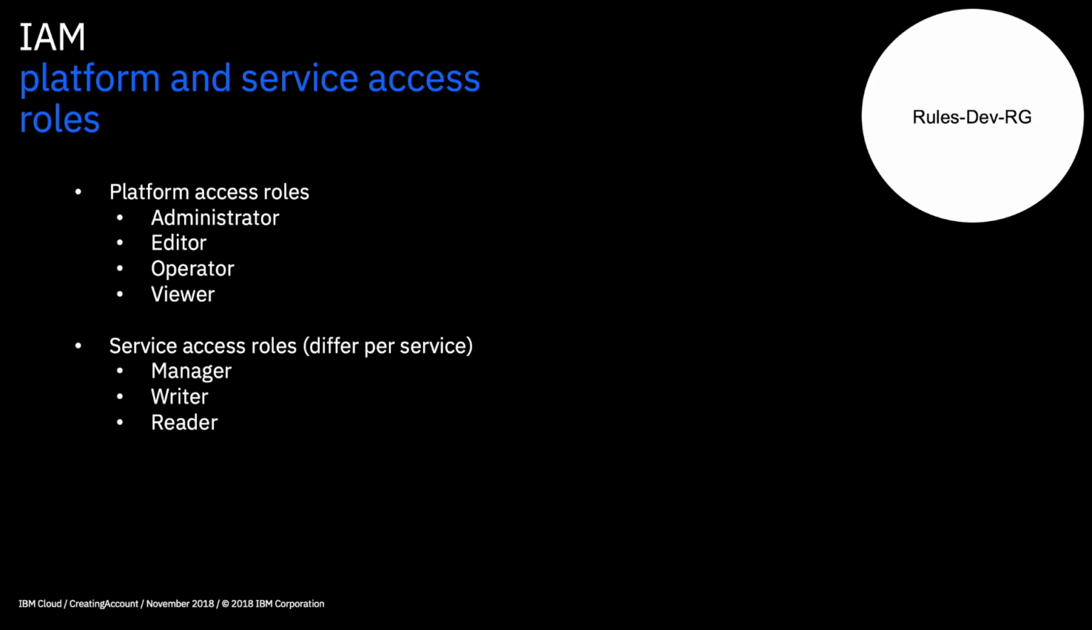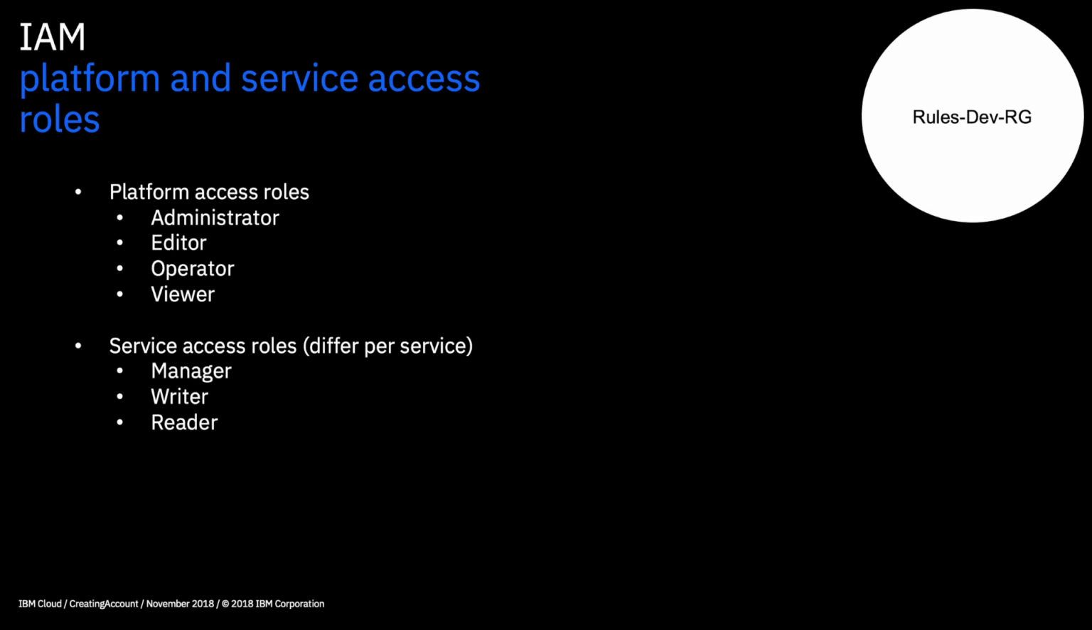The administrator role allows a user to perform all platform actions, including assigning access policies for other users on the resource type. The editor role will allow a user to perform all platform actions, but they cannot manage the account or assign access policies. This will allow you to create and change resources. An operator can configure and use service instances. So for example, they will be able to see a service's dashboard. And as a viewer, you can see service instances in a resource group, but you can't modify them.